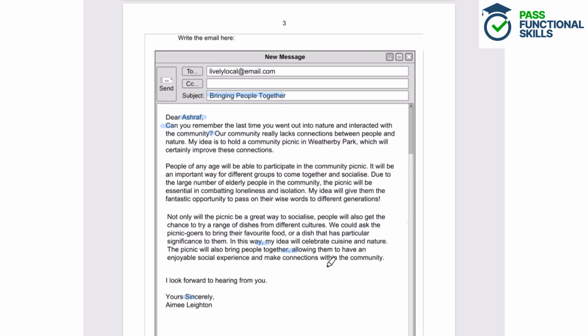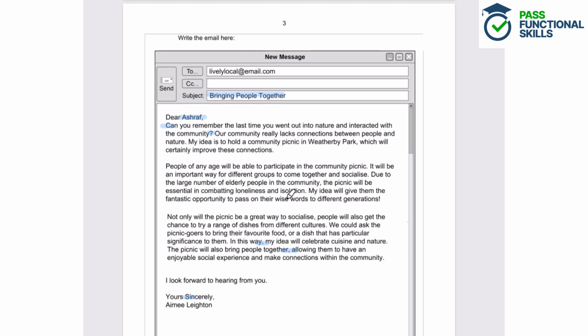Other punctuation that we have in this answer includes question marks. So we've got that question mark at the start to introduce the email with a question, and it also indicates what the email will be about. "So can you remember the last time you went out into nature and interacted with the community?" So that really draws the reader in with a question there.